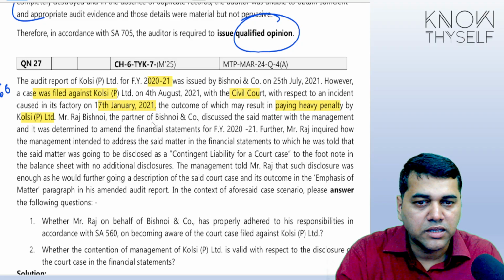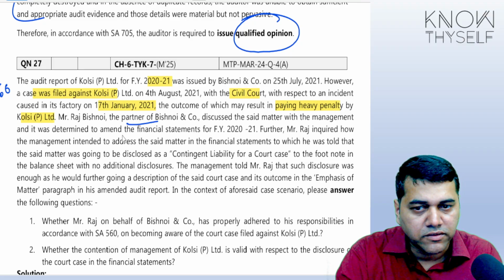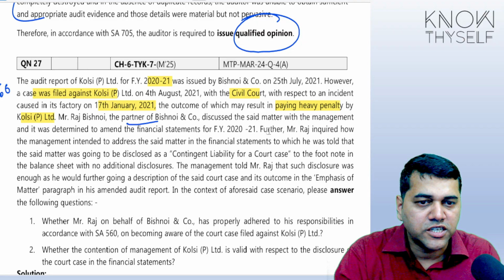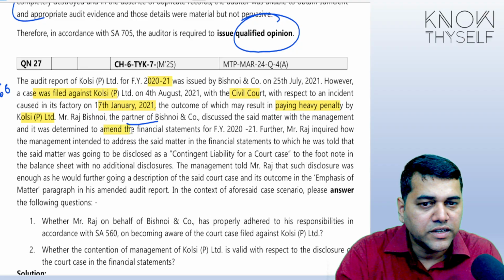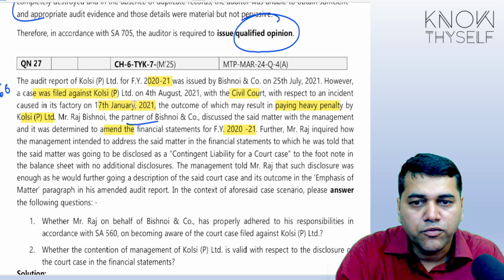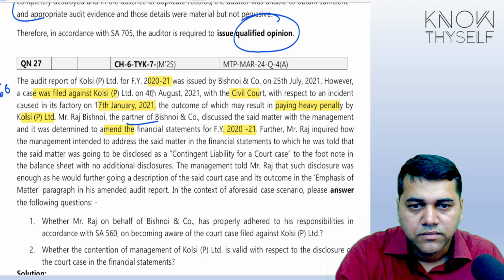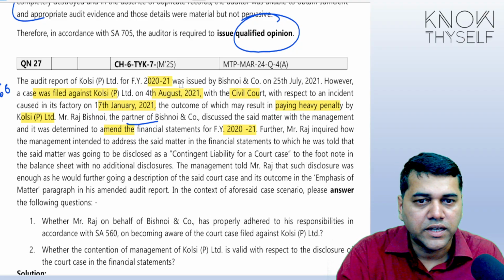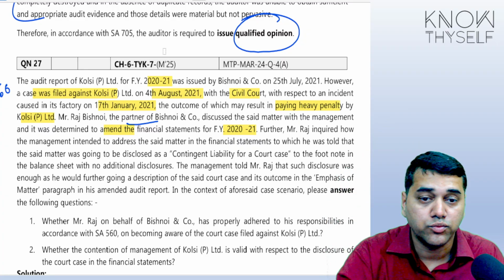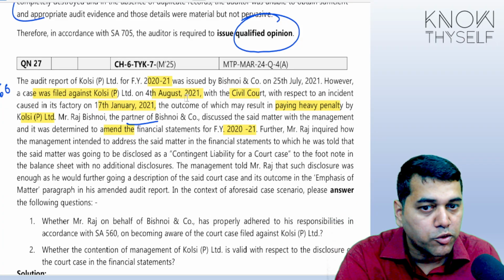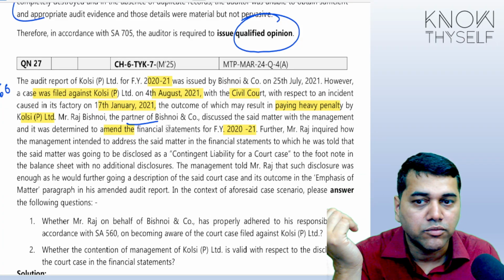Raj Bishnoi, the partner, discussed the matter with the management, and it was determined that the financial statements of 2021 be amended. Why? Because on 4th of August 2021, a case was filed, which is related to an old issue. That means there was an uncertainty. Today you got clarity. Now you may have to make a provision because they have filed a complaint now.